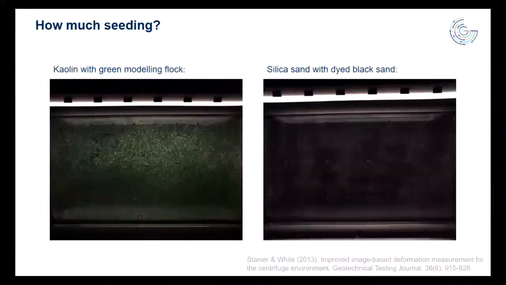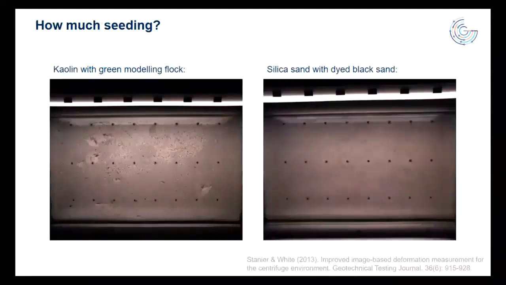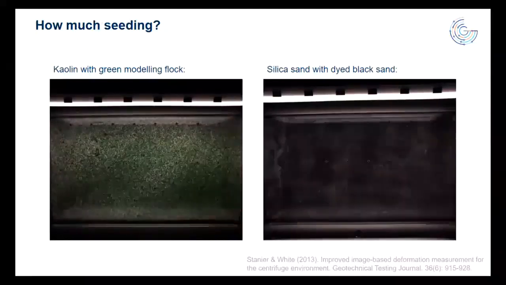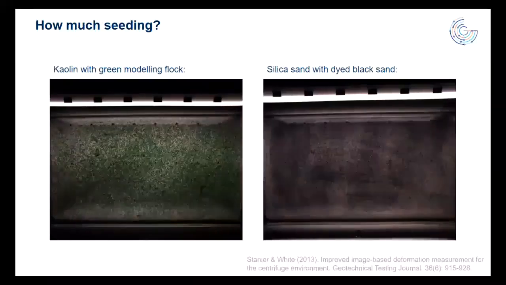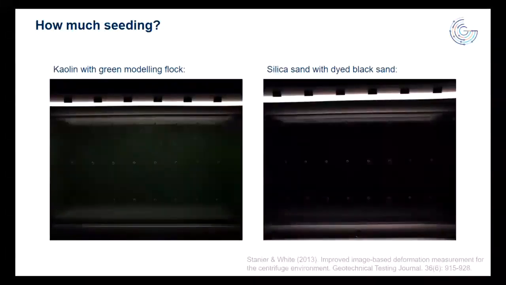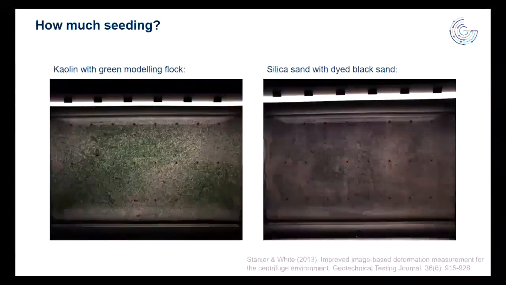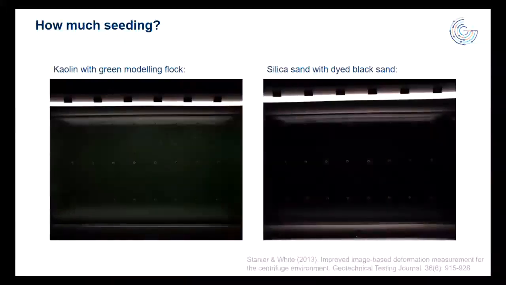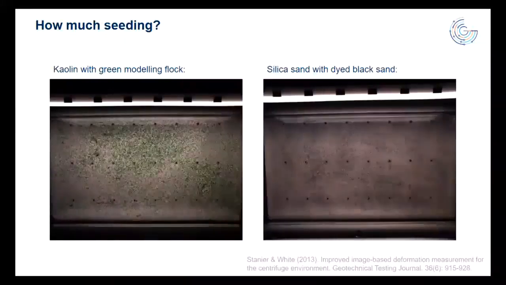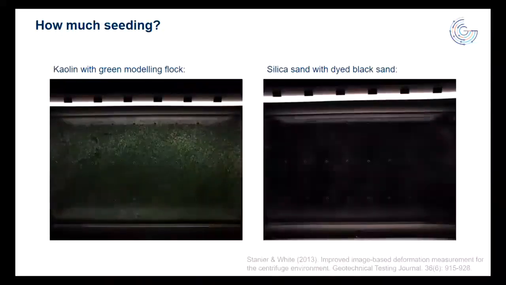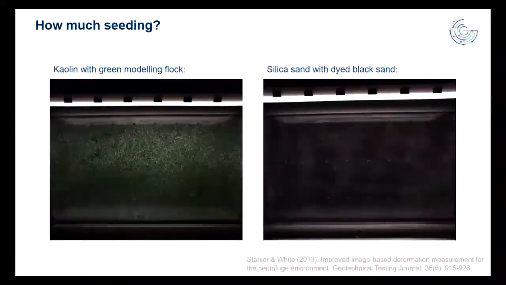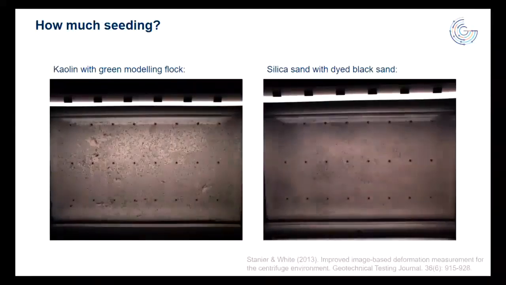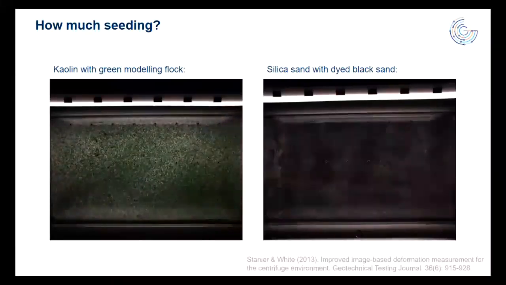But the big question you've got to answer is how much? How much is the right amount? What I'm showing you here is a sequence of images on the left for kaolin with green modeling flock, and on the right for kaolin with dyed black silica sand. We want to know which of these images in the sequence is the optimal amount of seeding to use in practice. This is a laborious process, and it's one I suggest you follow at least once to get a good idea for your particular setup as to what the appropriate texture might be.